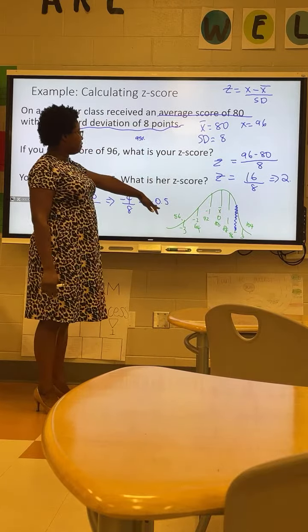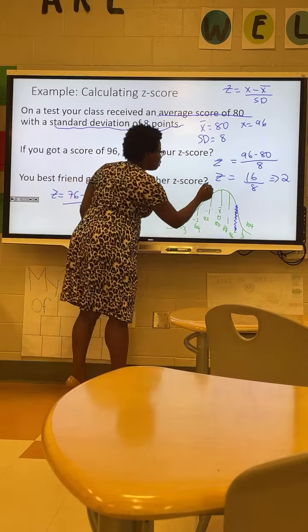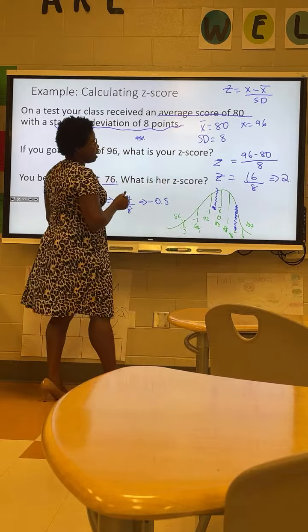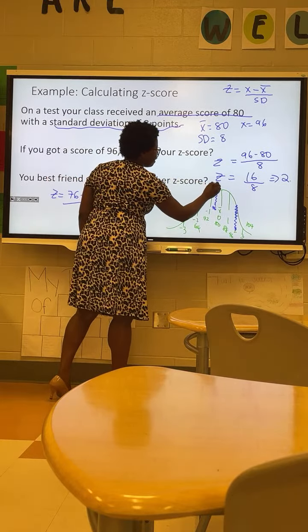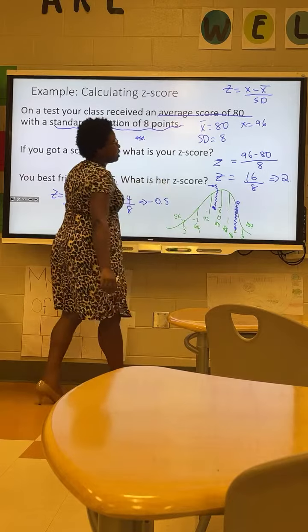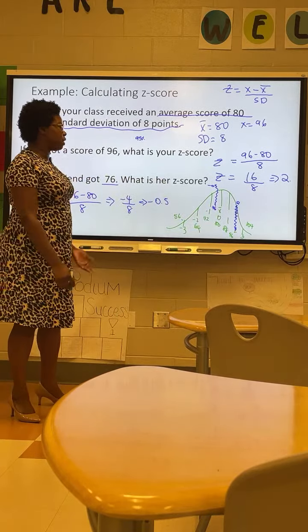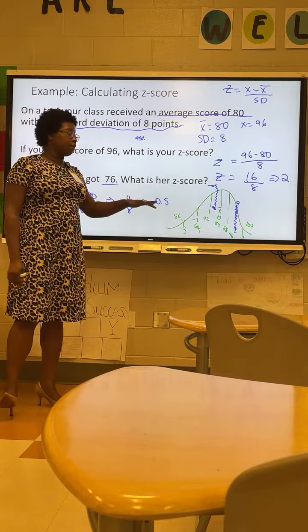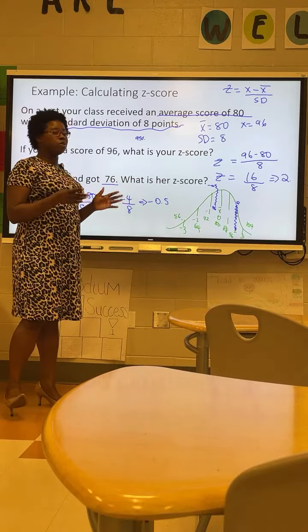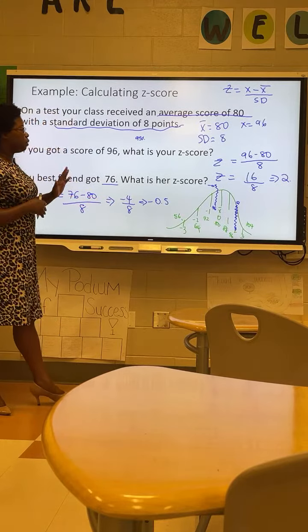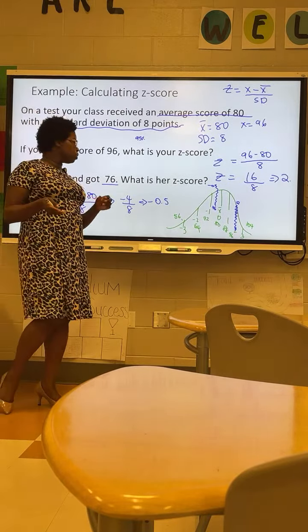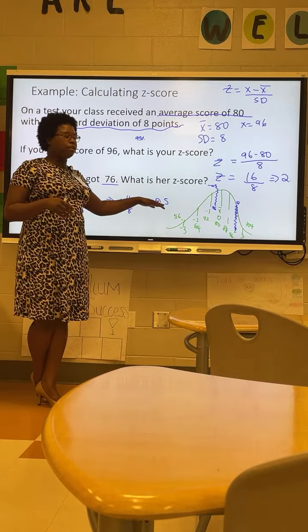Okay, and so the negative 0.5 would be somewhere right here, and so 76 is going to be somewhere right here. And that gives us a negative 0.5, and this gives us a 2. So that's what it basically looks like if you draw your bell curve to show this data. Very soon you'll learn how to find the area above, below, and between two z-scores, but for now, that's what it basically looks like.